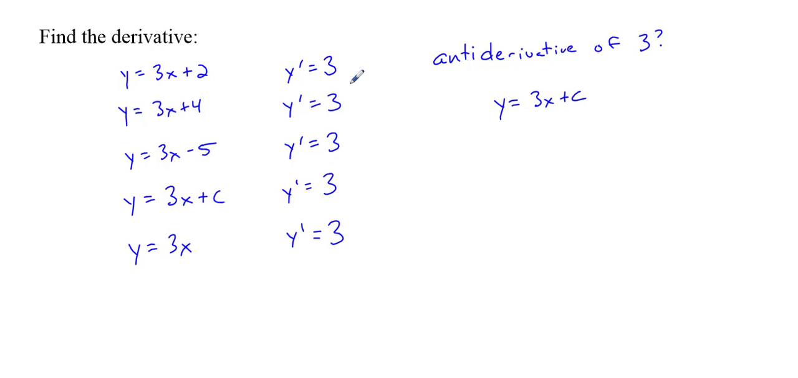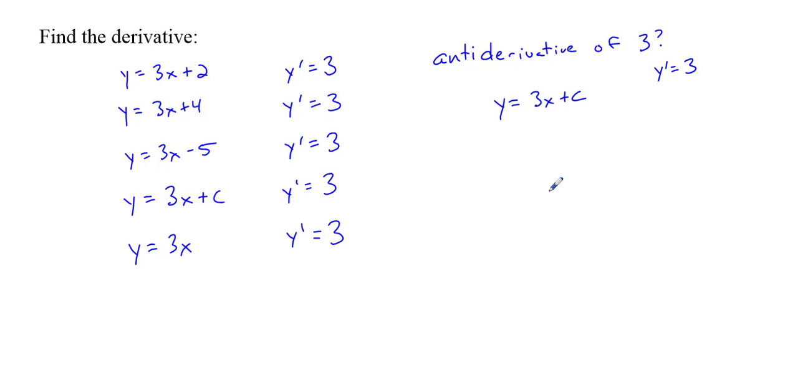If I just give you guys this, you don't know if it's 2, 4, -5, or 0, or minus 100 million or something like that, right? So we have to use this c to account for all possibilities. So if y prime equals 3, then y would be 3x plus any constant. They would have to give us some kind of initial condition, like y of 1 equals 4 or something like that, and then we could come up with this c value.